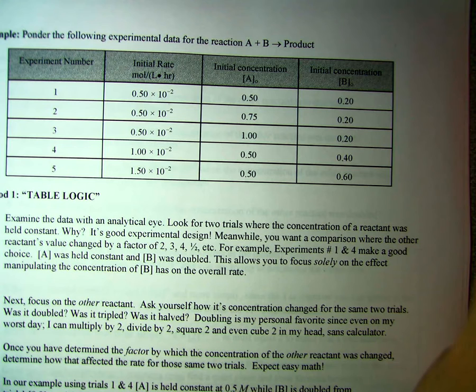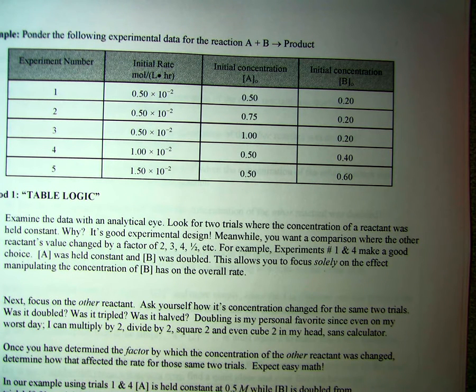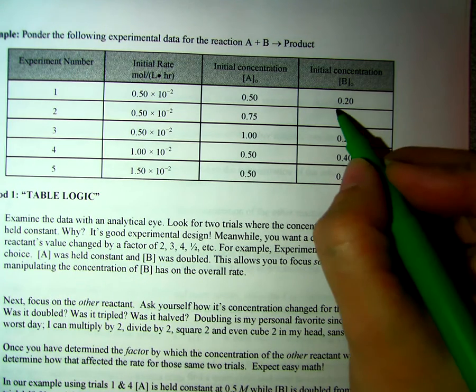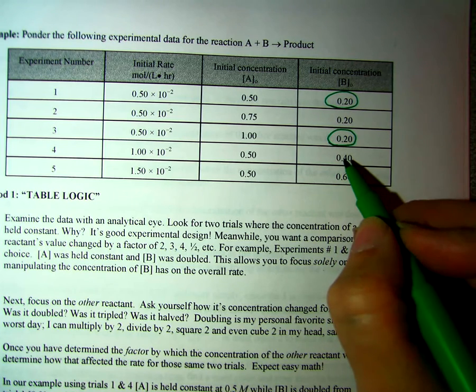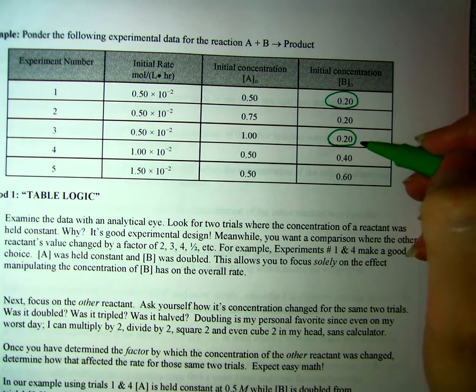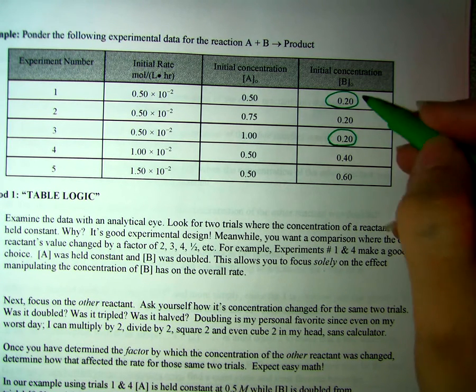You need to start with one experiment where the concentration of the other reactant is held constant. So you've got to compare 2 experiments. If I look at experiment 1 and experiment 3, the concentration of B is held constant. You see that? It's 0.2 for both of them. All right, so this is held constant.